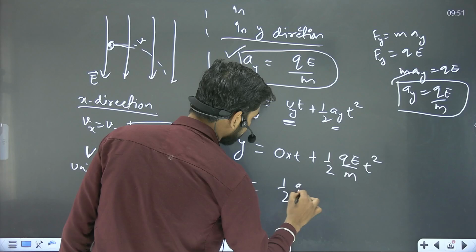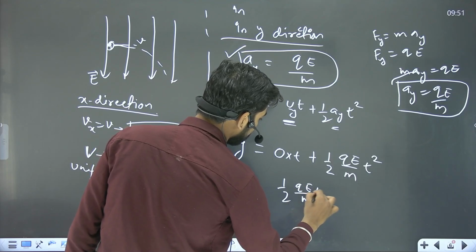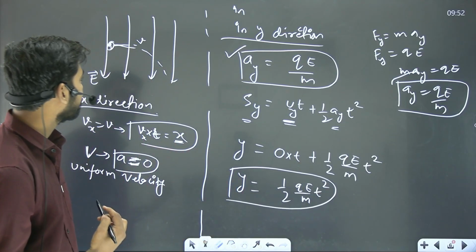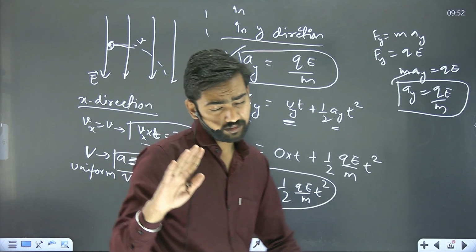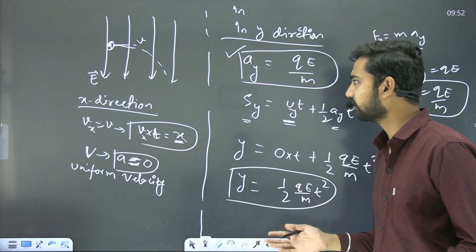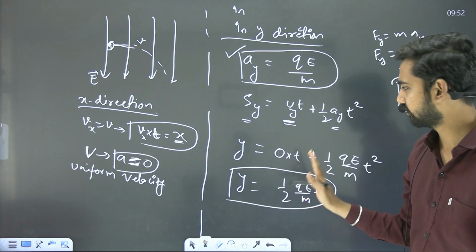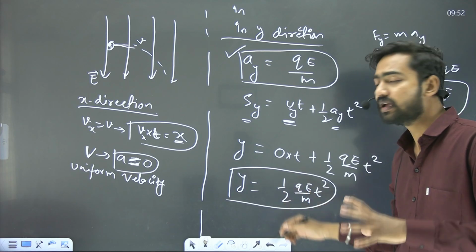Good. So how much is the motion in the y direction? It's, sir, y equals half qE by m into t squared. But sir, we wanted to find the relation between x and y. Only then can we find the equation of the motion of this charged particle. So there must be some relation, as in projectile motion.